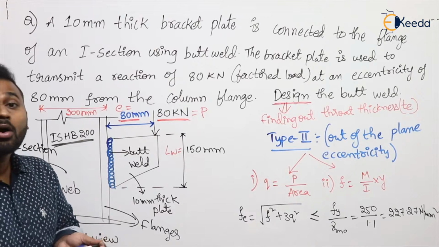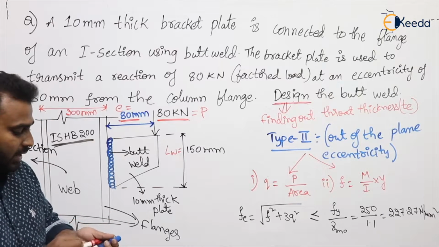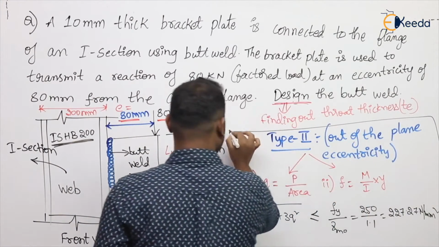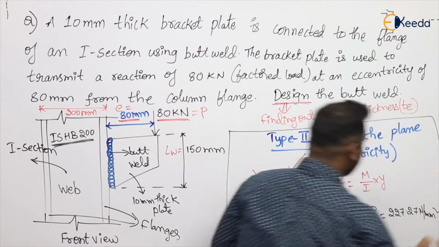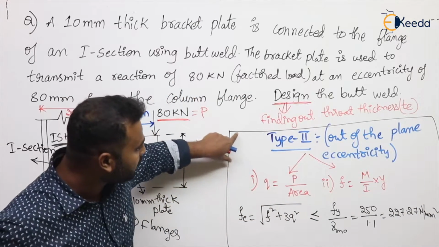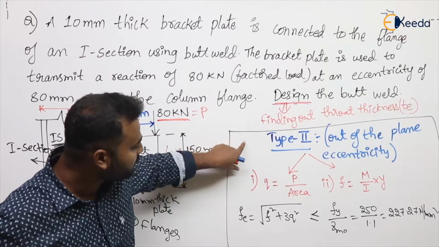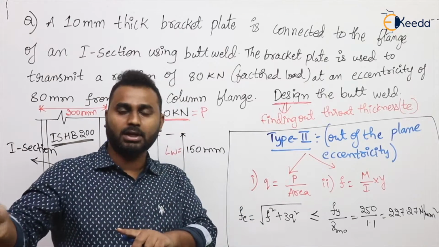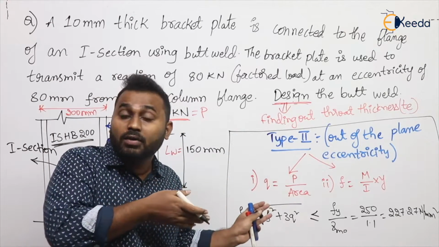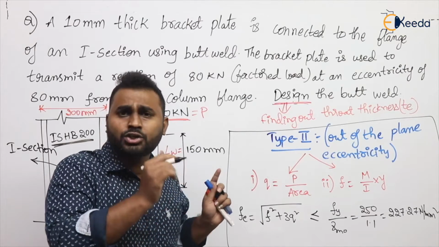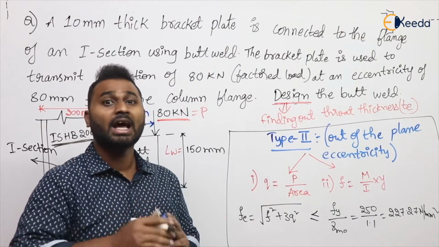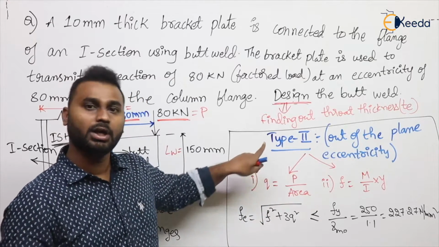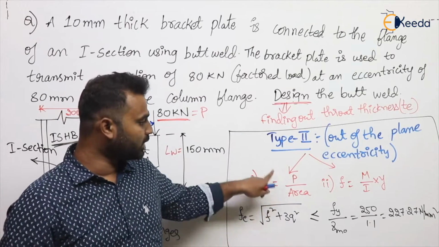This is what the concepts related to type 2 eccentric welded connection are. If you are familiar with the things I have written in this box, of course these concepts we have already discussed in the theory part. But for solving this question, we need to be aware of these concepts. Because of that reason only I have revised all the concepts and provisions mentioned in the code related to type 2 eccentric welded connection.